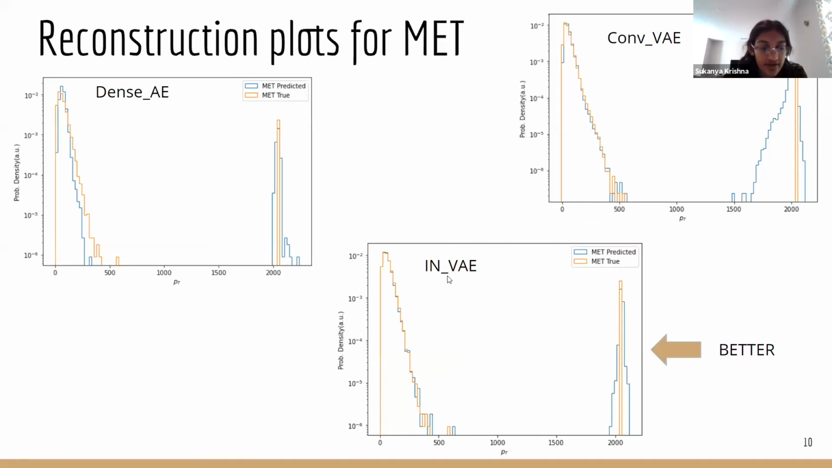I also have some reconstruction plots for each of those models on one object, the MET. If we analyze the plots here, we can see that the reconstruction for all the models are pretty good, but the IN model has the best reconstruction performance.